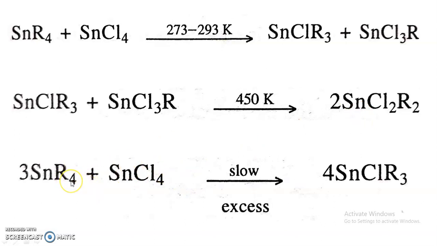Similarly, when 3 moles of tetraalkyl tin is treated with 1 mole of tetrachlorotin, here the proportion of tetraalkyl tin to tetrachlorotin is 3:1. That is, when excess of tetraalkyl tin is mixed with 1 mole of tetrachlorotin, then slowly there is a formation of trialkyl chlorotin. This is a new organometallic compound. So all these reactions are the examples of redistribution reactions of organometallic compounds.